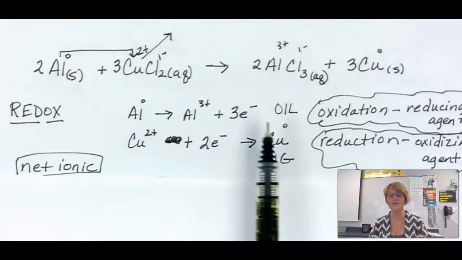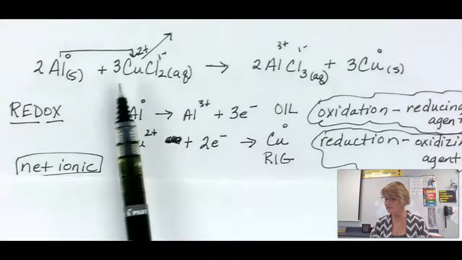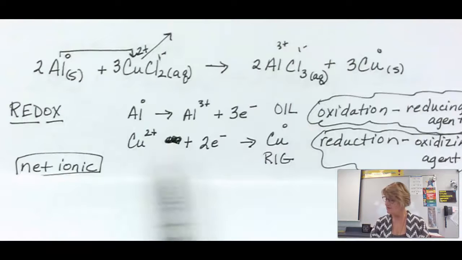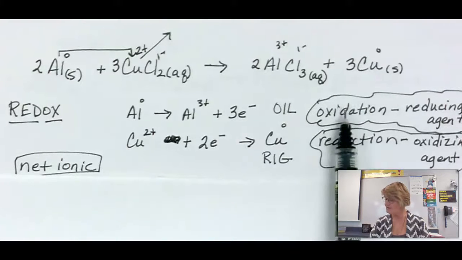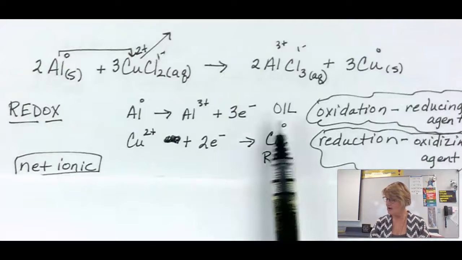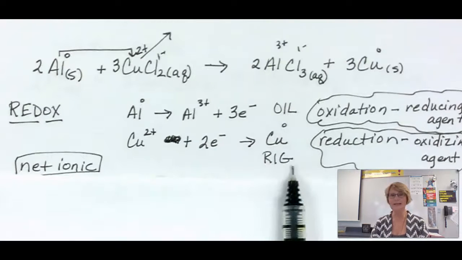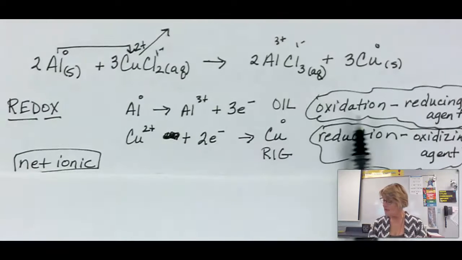If you need more on that, go back to the last video in which I talk about how this happens. The same way with copper, it's a 2+ on this side, but when it comes over here, it now is the neutral atom of copper. And so it is a reduction that is taking place. Oxidation is the loss of electrons, and reduction is the gain of electrons. So that's a review. If that doesn't make sense, again, go back to the last video.